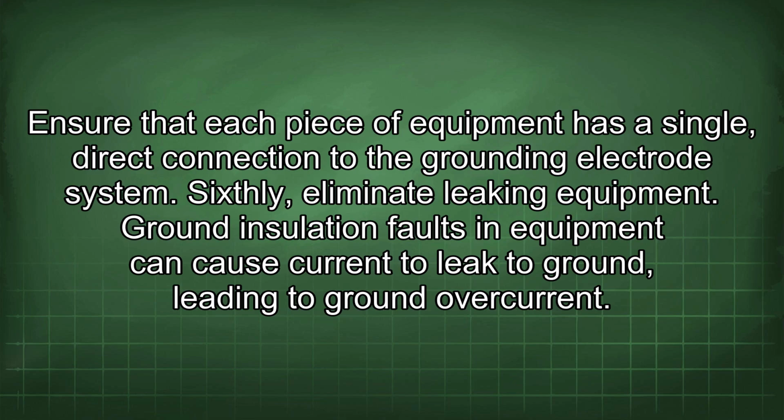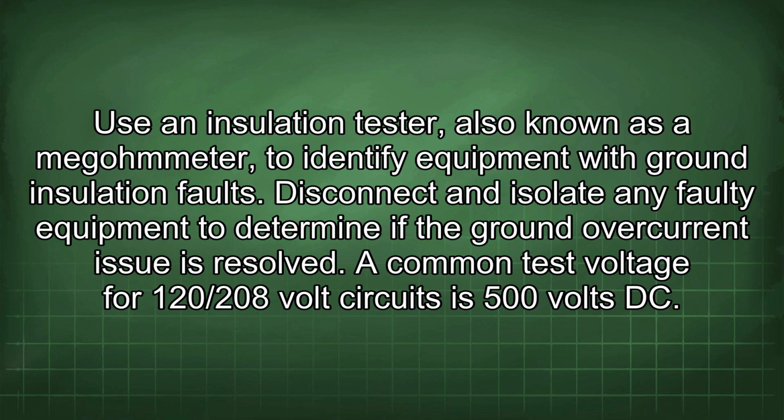Sixthly, eliminate leaking equipment. Ground insulation faults in equipment can cause current to leak to ground, leading to ground overcurrent. Use an insulation tester, also known as a megohmmeter, to identify equipment with ground insulation faults. Disconnect and isolate any faulty equipment to determine if the ground overcurrent issue is resolved. A common test voltage for 120/208 volt circuits is 500 volts DC.